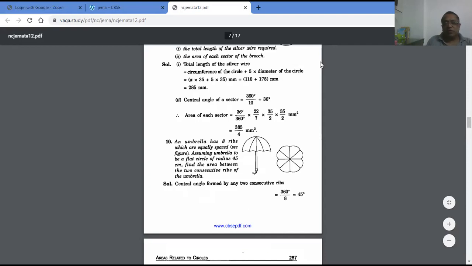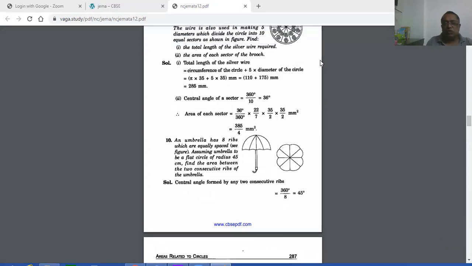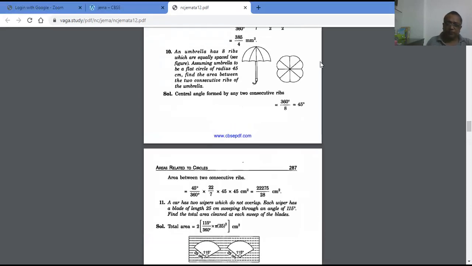In question number 11, we have an umbrella with 8 ribs. So this is 8 ribs, 4 visible, 4 behind. Radius is 45. Find out the area of 2 consecutive ribs. So the area between these ribs will be pi r square divided by 8. Or if you want to find it using pi r square theta by 360, that's also possible. So we can find theta because theta is 360 divided by 8. That will be 45. And then we can use pi r square theta by 360. We get 2275 by 28. So that becomes the area of one portion, 2 consecutive ribs, that is one sector.